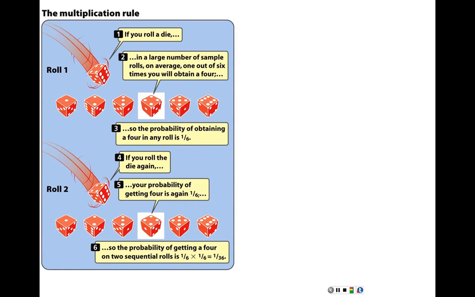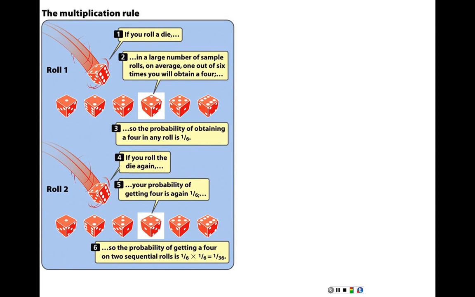This figure's from your genetics textbook, and it just breaks this down in figures. I think it might be helpful. The product rule, or the multiplication rule, says that if you roll a die and you roll a 4, the probability of getting that 4 is 1 in 6.